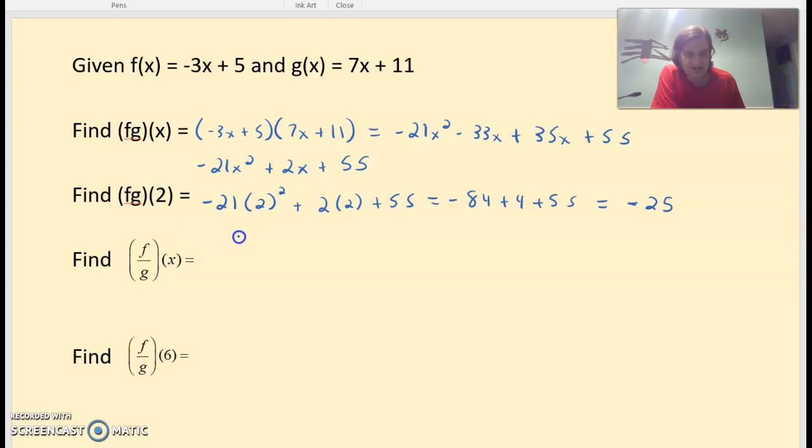So f divided by g, just keeping the functions together. There's not much you can do here. It'll be negative 3x plus 5 over 7x plus 11. There's no real arithmetic you can do there besides writing them that way.